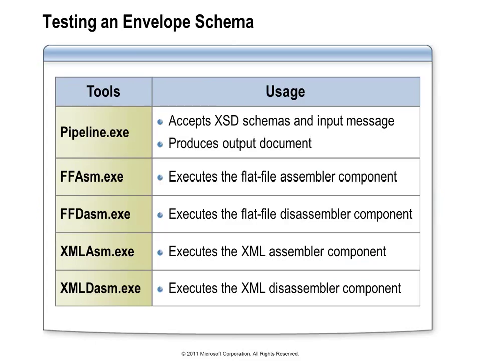Since so much of the work that you need to do to implement disassembly is actually done in the schemas, and it would be kind of tedious to keep redeploying to the runtime environment just to test simple schema changes, BizTalk provides a set of command line tools that you can use to test your disassembly schemas. These tools simulate the flat file and XML disassemblers, and you run these tools from the command line, providing the names of the schemas that you're testing. And then you also provide the name of a file that contains your test data.